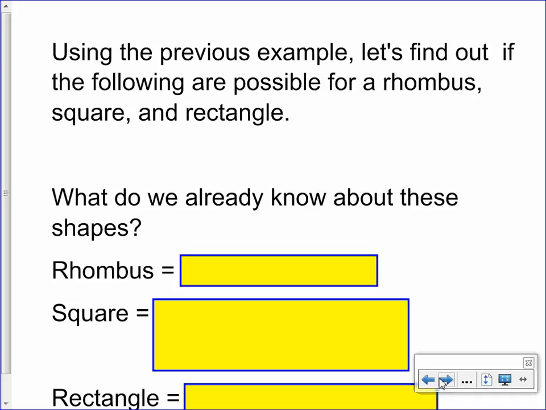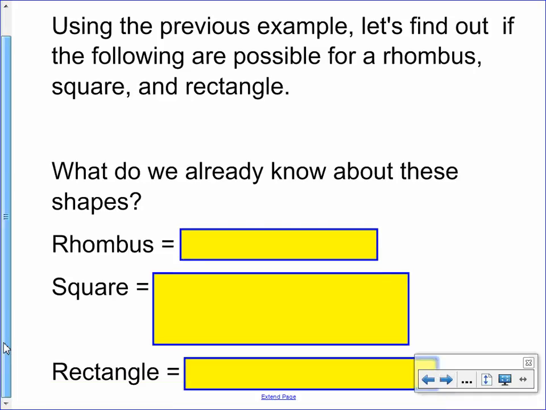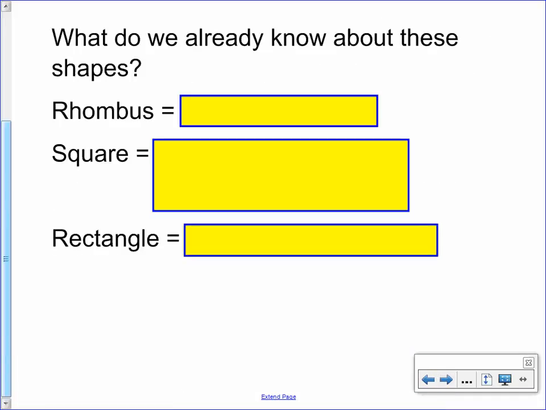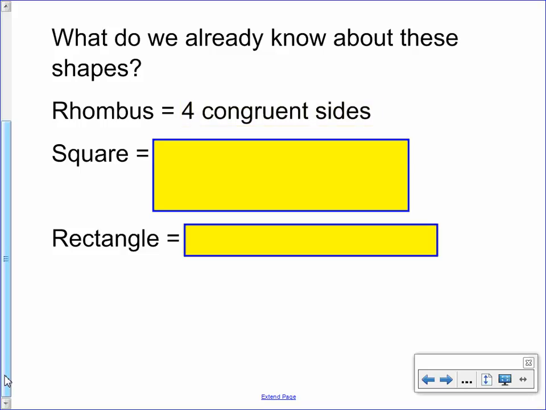Let us just recap all of the different special parallelograms, right? What makes a parallelogram into a rhombus? 4 equal sides. So the only thing for the parallelogram to be a rhombus is that the 4 sides have to be all congruent. Okay?